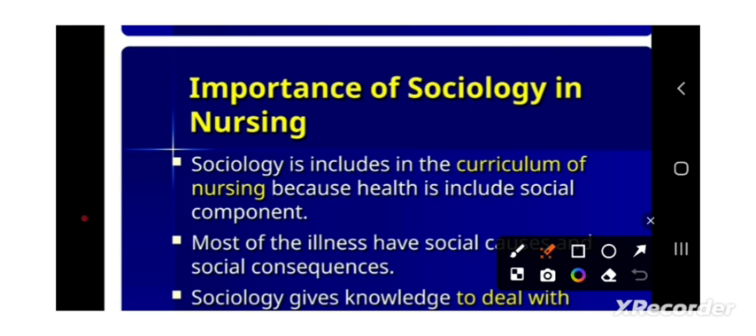Community health guides the nurse in community health planning by using sociological tools to analyze the social structure and needs of a community, for example, high unemployment and lack of social cohesion. The nurse can design effective public health interventions. So sociology is included in the curriculum of nursing because health includes a social component.